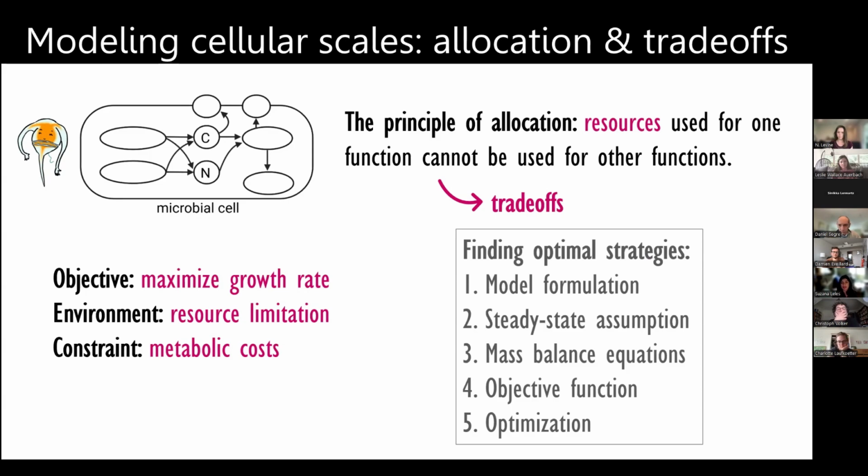So in order to find the optimal metabolic strategies of a microbial cell, we need to start formulating our model, choosing the components that we are representing, how they interact, what are the constraints, what is the environment. We make the assumption of steady state and also mass balance conservation. We define the objective function, and we choose an appropriate optimization technique to find our optimal solutions.